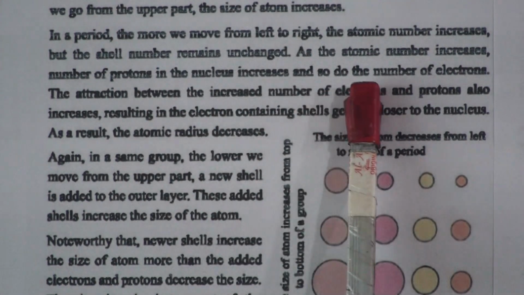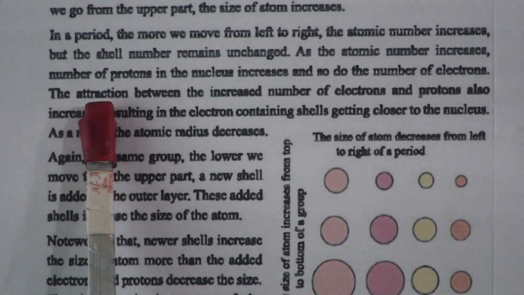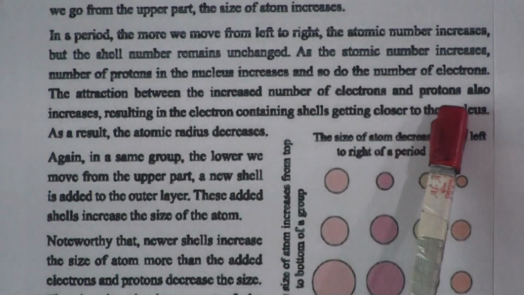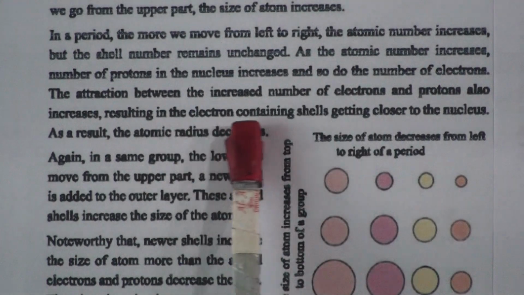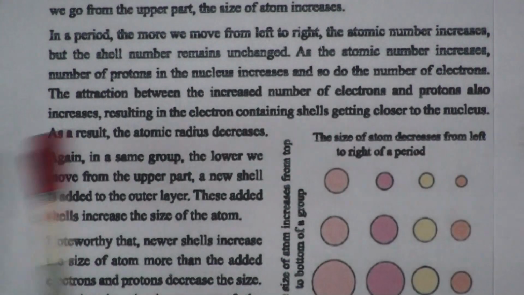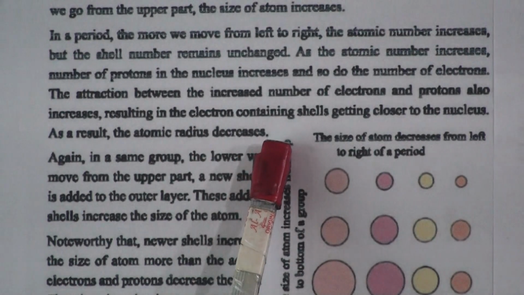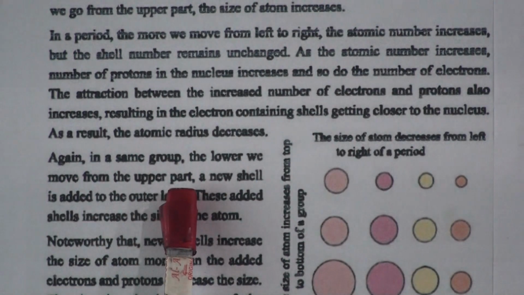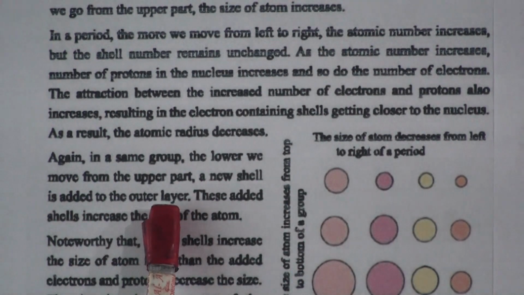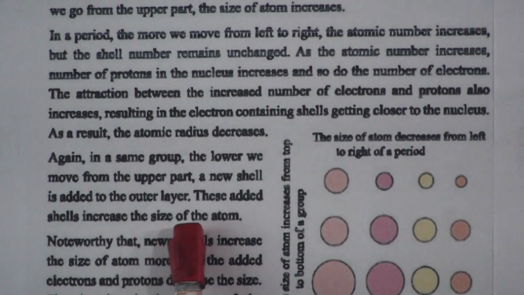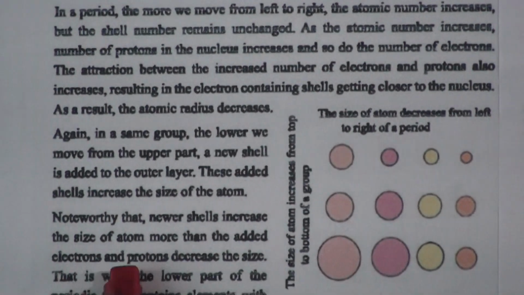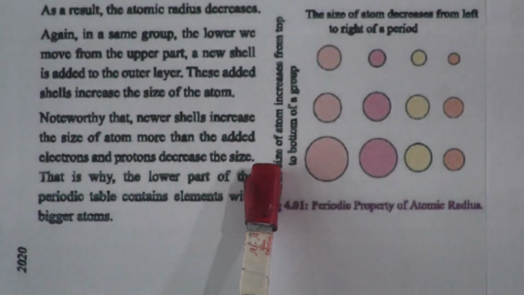So does the number of electrons, and the attraction between the protons and electrons increases. The number of electrons and protons also increases, resulting in the electron containing shell getting closer to the nucleus. As a result, atomic radius decreases. Again, in the same group, the lower we move from the upper part, a new shell is added with the outer layer. This added shell increases the size of the atom. Noteworthy, the newer shell increases the size of the atom more than the added electrons and protons decrease the size.